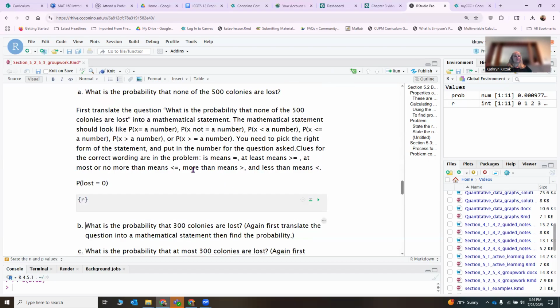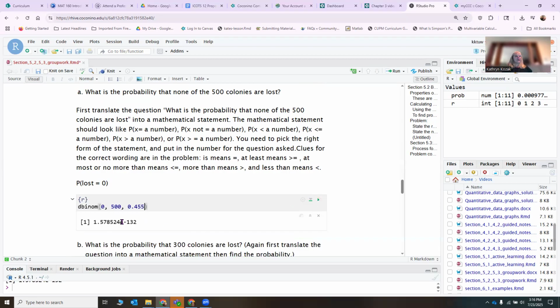So coming back to my problem of where I am, we're going to insert an R chunk. We're going to do dbinom. And notice it kind of tells you what to put in. So it says my x, that's the number that's inside the parentheses. My size, that's my N, and my probability was 0.455. You don't need to worry about the log equals false. I'm not going to worry about that part. I do this calculation, and this gives me a really weird looking number.